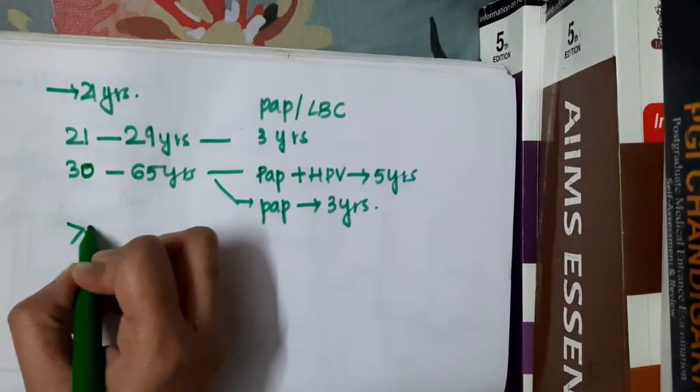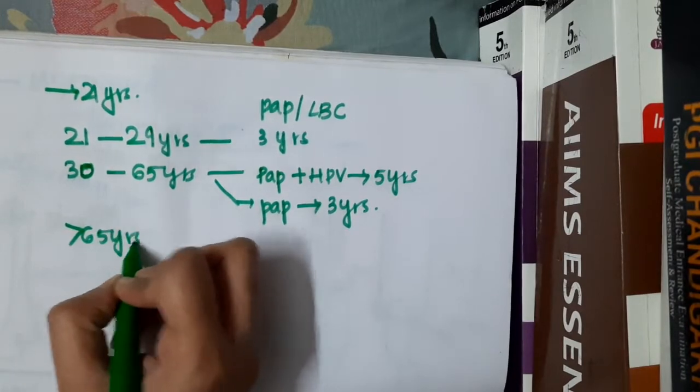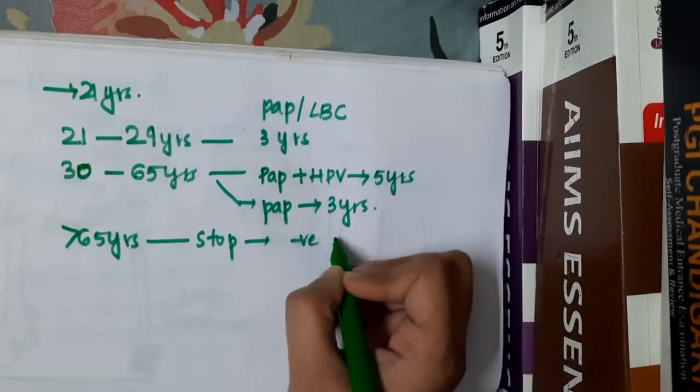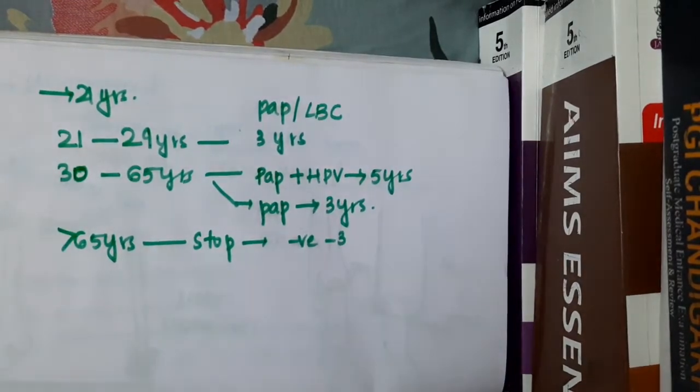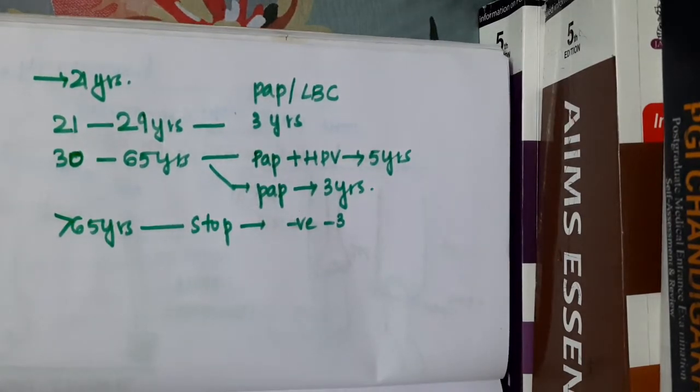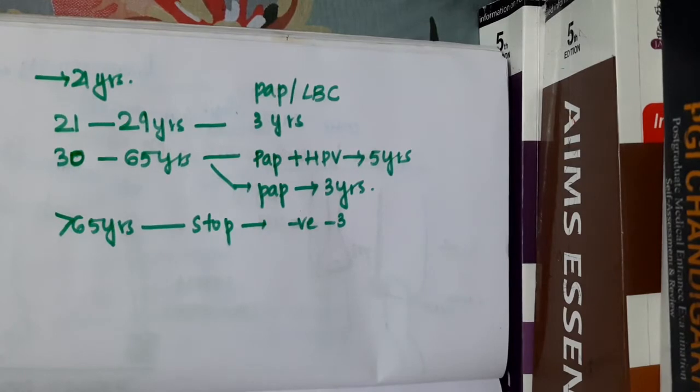Then after the age of 65, we can stop screening if there are earlier 3 negative results in a row or 2 negative co-test results in a row. Then you can stop the screening after 65 years.